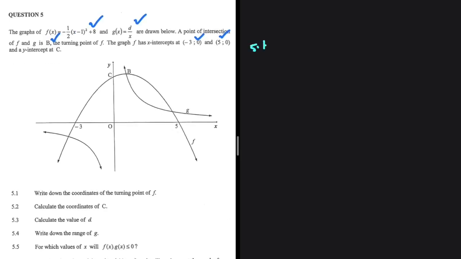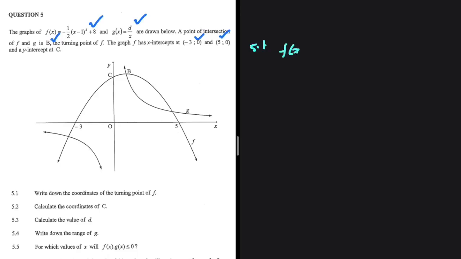So we have the graphs of f and g that are drawn below. A point of intersection of f and g is B, the turning point of f. The graph f has x-intercepts x equals -3 and x equals 5 and the y-intercept at C. The first question, 5.1, let's write down the coordinates of the turning point of f.